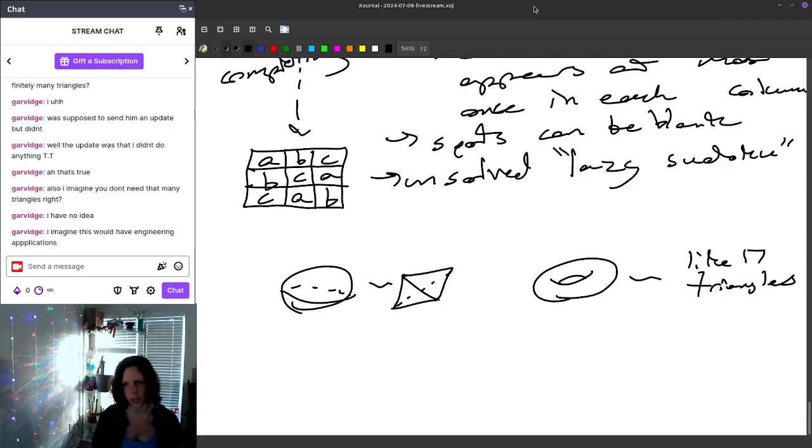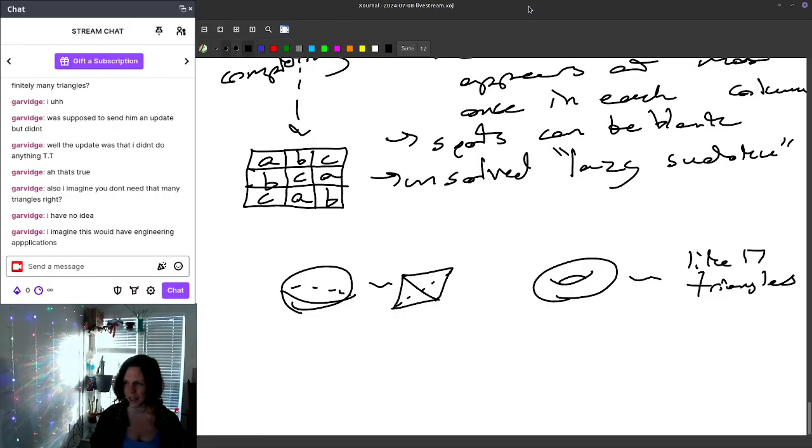But yeah, when you said this would have engineering applications, do you mean specifically the minimum triangulations, or just this in general? I can definitely pitch some applications to you, if you're interested.